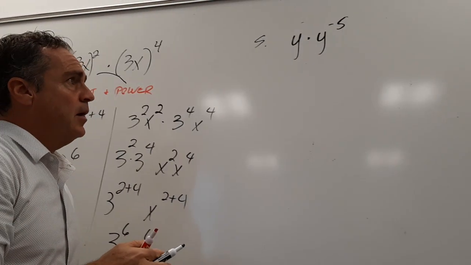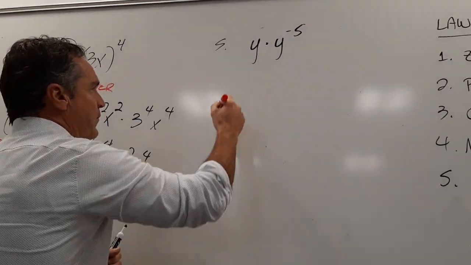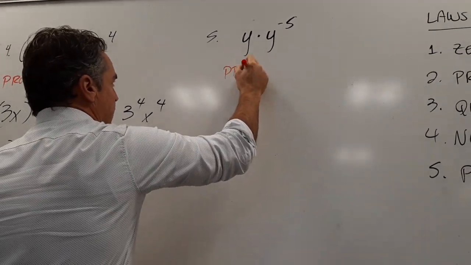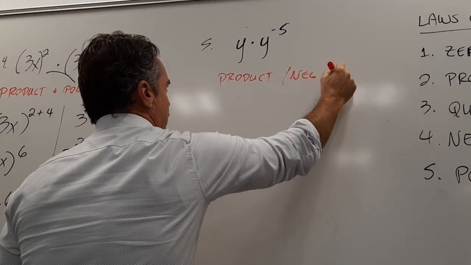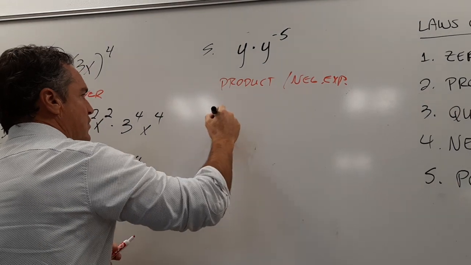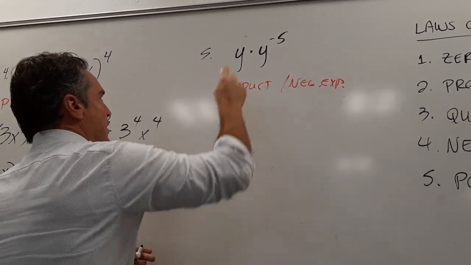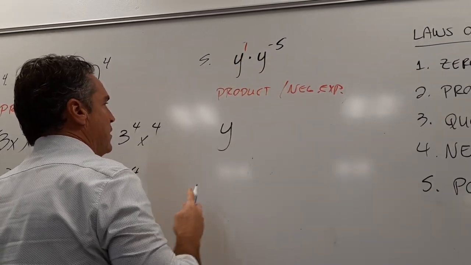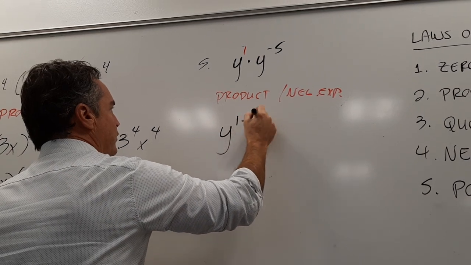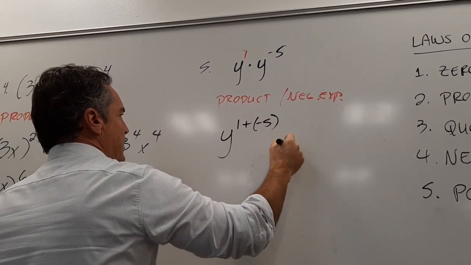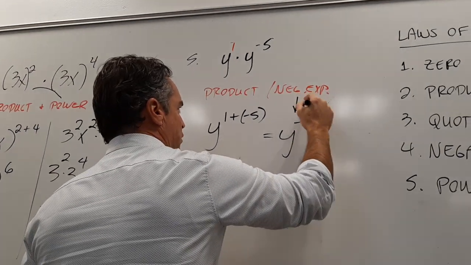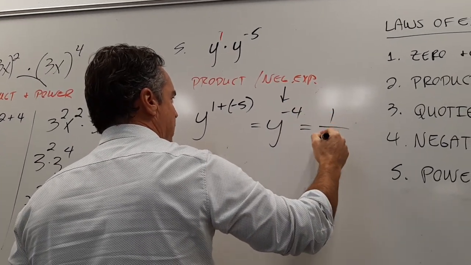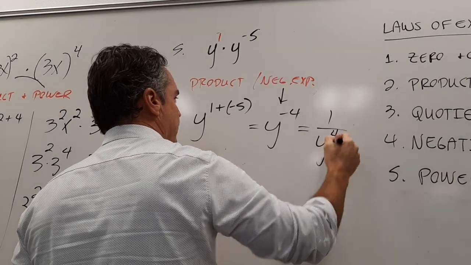Right here on number 5, we definitely have product again, and we will have to deal with the negative exponent rule as well. This is y to the silent 1, and y to the 1 plus negative 5 equals y to the negative 4, which then the negative exponent rule would be applied right here, and we'd say that's 1 over y to the 4.